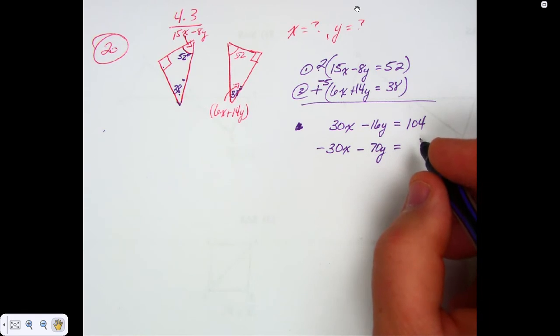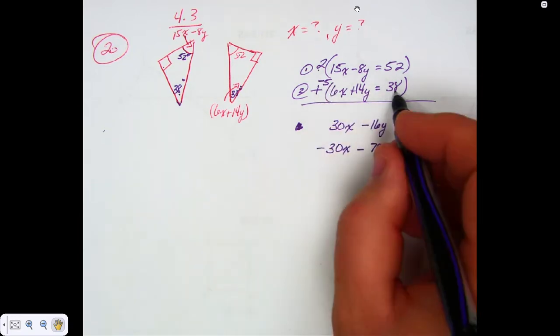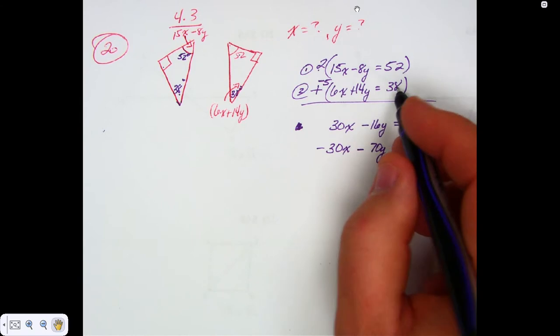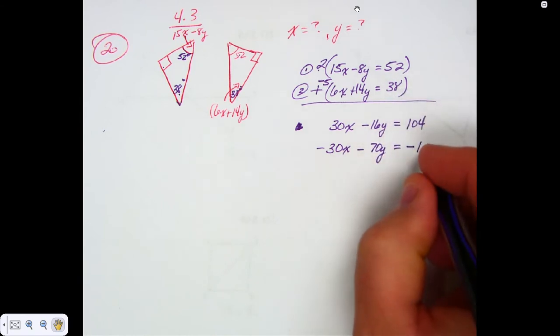Anybody? Well, let's put it this way. 5 times 30 is 150, right? 5 times 8 is 40. 40 plus 150, so this would be a negative 1 what?